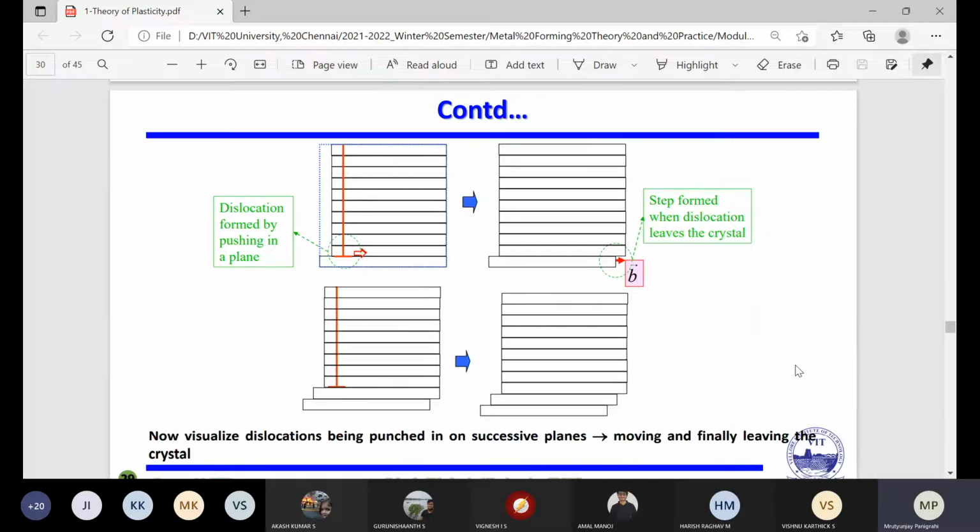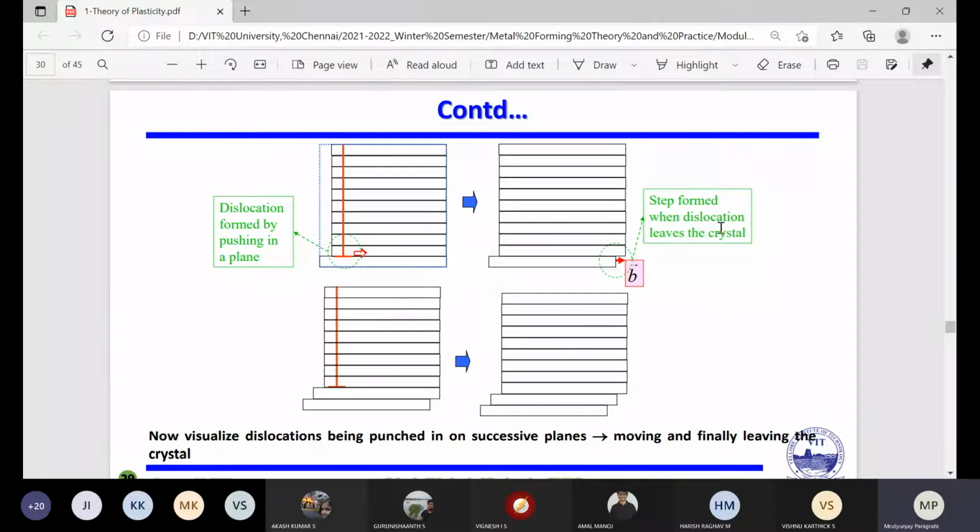If you see the next schematic diagram here, I mentioned this is the crystal structure, and this is moving from this side to this side. This is a dislocation formed by pushing a plane. That means you are giving a force there, or pushing, and this will change from one plane to another, right? The moment it is moving, you will find this kind of structure, because initially it was like this, and now you find this space is empty, and this length is known as the Burgers vector.